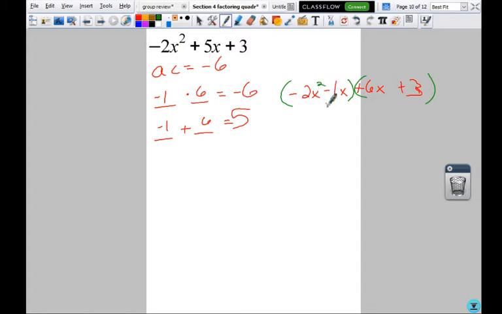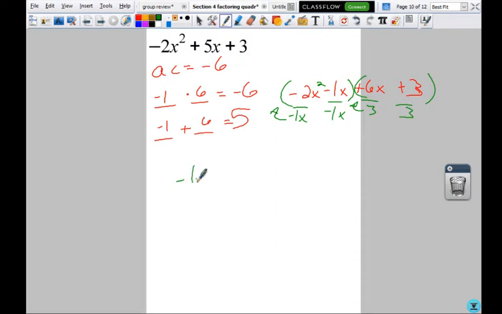Negative 1x. Yep, negative 1x, or negative x. It'd be negative x squared minus x. Devin, did I already tell you? No. Alright, what can I take out of the second parenthesis? 3. And then it's 2x plus 1. Put this one out in front.